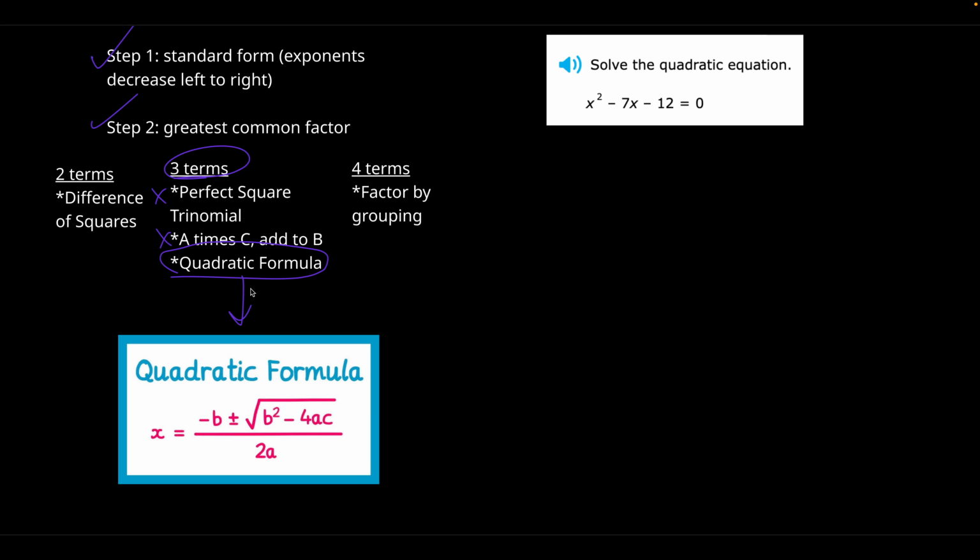Negative b plus or minus, and then you take the square root of b squared minus 4ac all over 2a. I hope that helps.